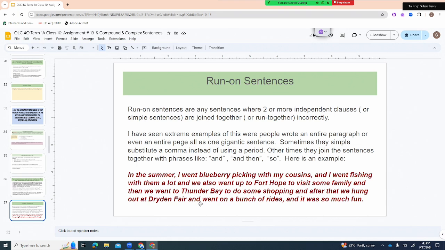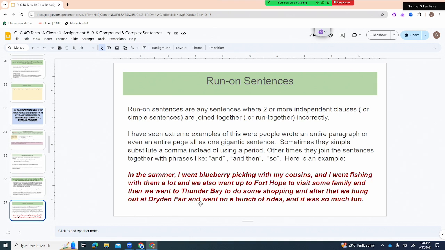Technically, a run-on sentence is any sentence where 2 or more independent clauses are joined together, or run together, incorrectly. However, when I wrote this, I was really thinking about times where people just kept joining 3, 4, 5, 6, 10 sentences together into one entire paragraph. Sometimes they simply put a comma there, but more often they'll join the sentences with phrases like and then, or so. So here's an example.